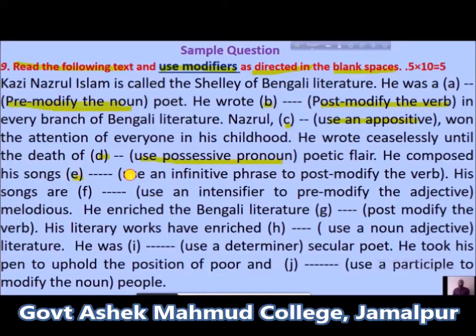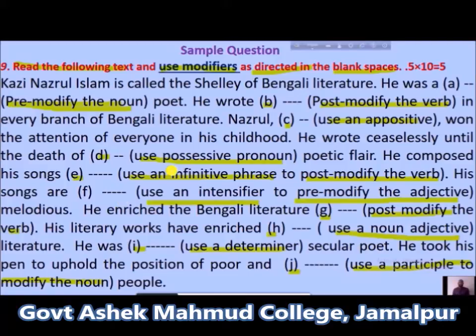In E, use an infinitive phrase to post modify the verb. In F, use an intensifier to pre-modify the adjective. G, post modify the verb. H, use a noun adjective. I, use a determiner. And J, use a participle to modify the noun.